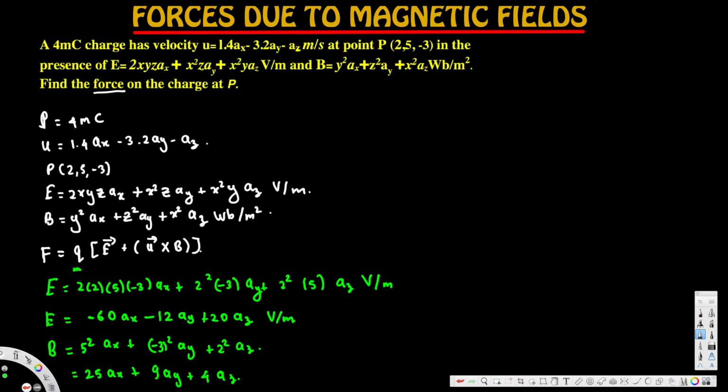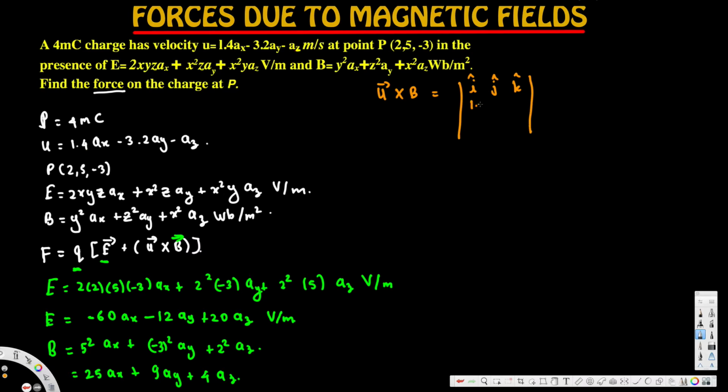Q is direct multiplication, E also direct addition and multiplication, but U cross B, if we calculate this first, that's going to help us, because we can plug it into the equation directly. So let's go ahead and do the cross product. U is given here, and we are going to cross with B. The best way is to do the determinant method. So U cross B is equal to the determinant with i, j, k, the x component, y component, z component.